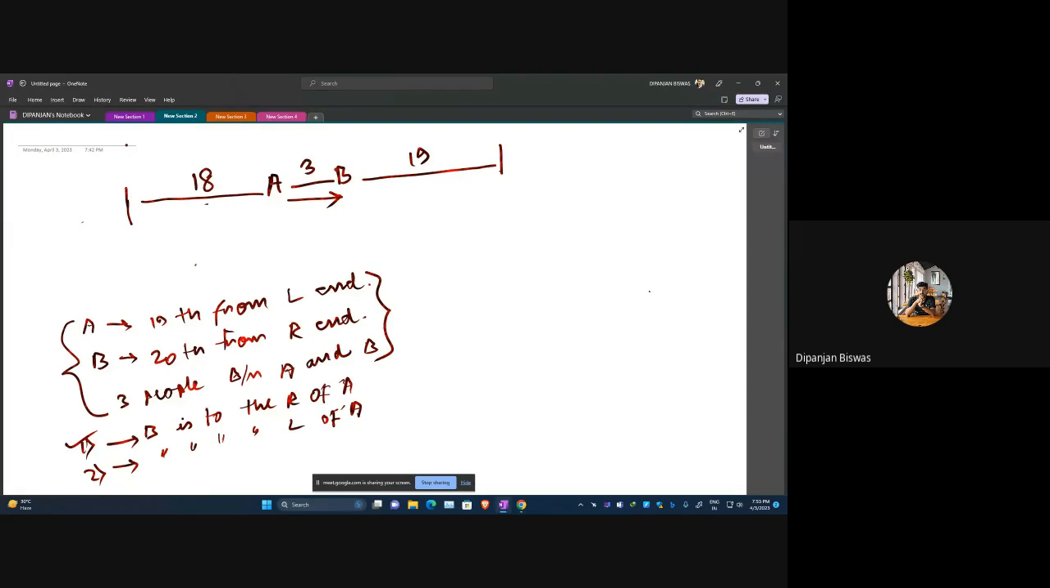So how many people are you getting in this arrangement? A is counted as 1 people, B is 2. So 18 plus 1 plus 3 plus 1 plus 19. So how many total people? 19 plus 5, that is 24. 24 plus 18, that is 42. So 42 people are sitting in this seating arrangement. I hope this is clear to everyone. So we'll move to question number 2.